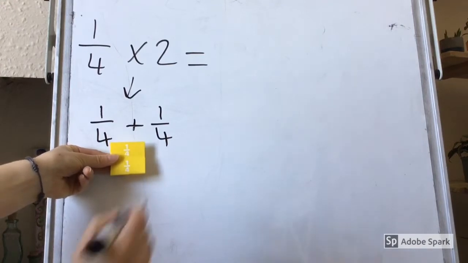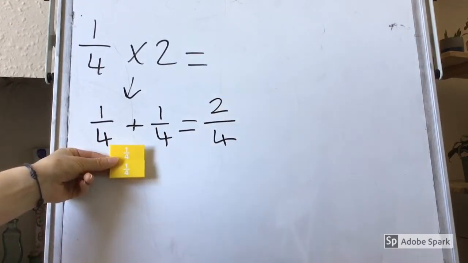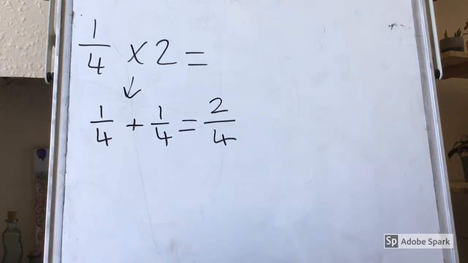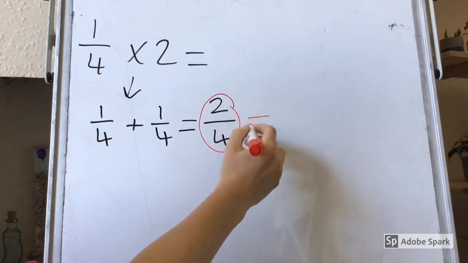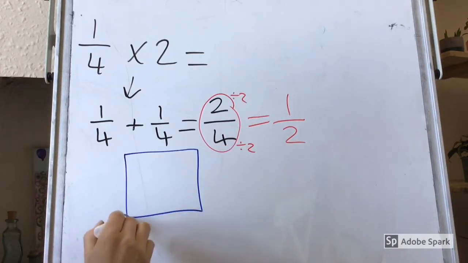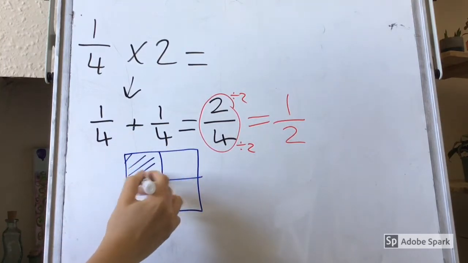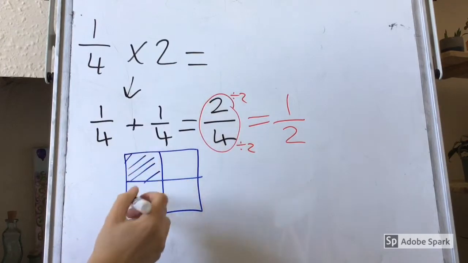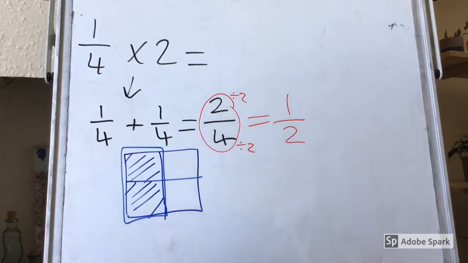1/4 times 2 is 2 lots of 1/4, so 1/4 add 1/4 is 2/4. But remember, we want to give our fraction in its simplest form, so if we divide by 2, our answer would be 1/2. We can visualise this by thinking about 2 lots of quarters, so here 1/4 doubled makes 2/4, and we can see that this is equivalent to half of our shape.